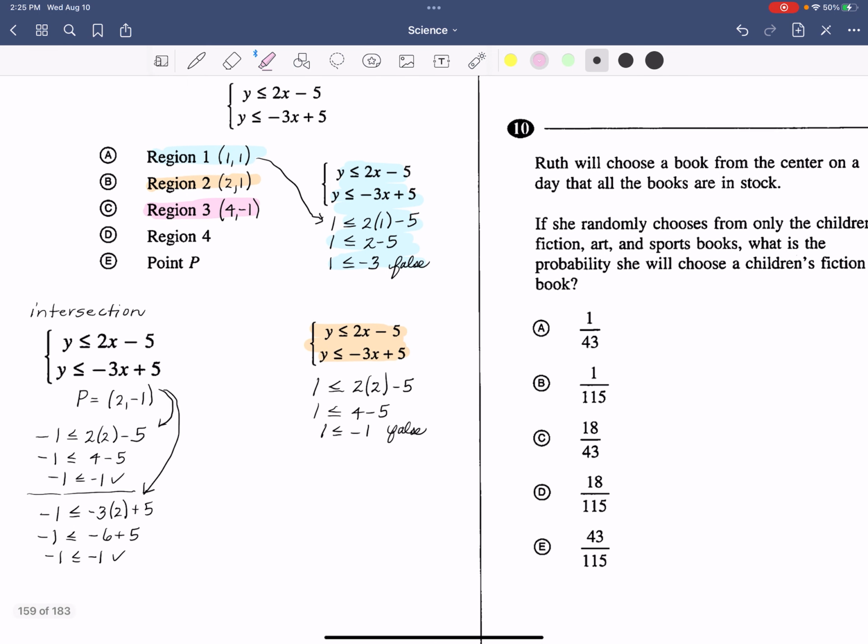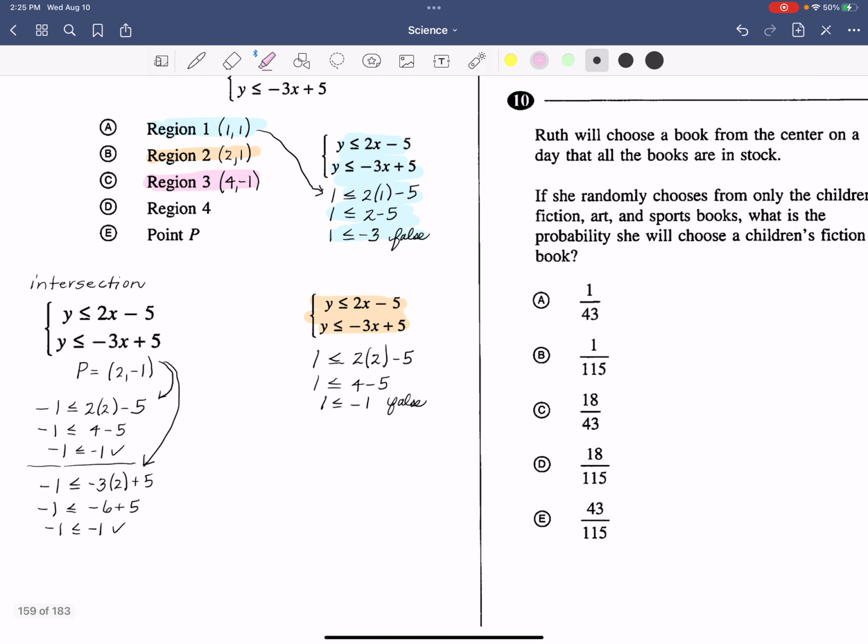And I can tell you from experience that 9 times out of 10, it will be the last region you test. So if a student had to guess on this one, I would have them guess D. Can't be P because P is actually on the equation line. So you could eliminate that one automatically. It's on both of the lines because it's the intersection. And then if I had to guess from there, I would guess D. But let's see.